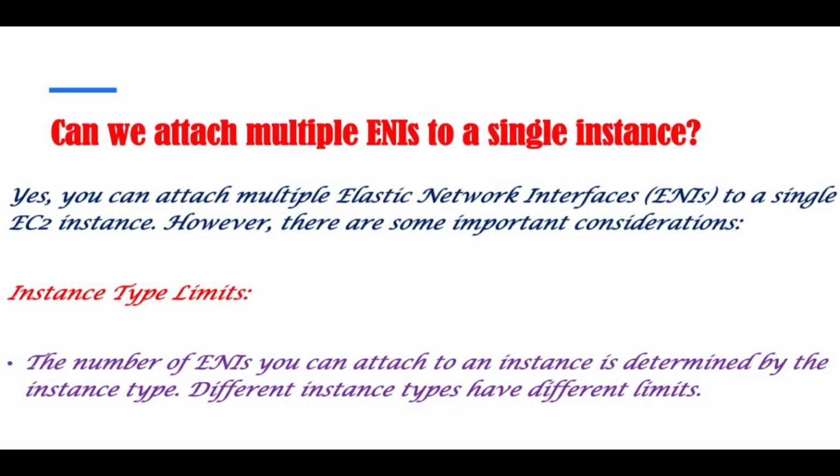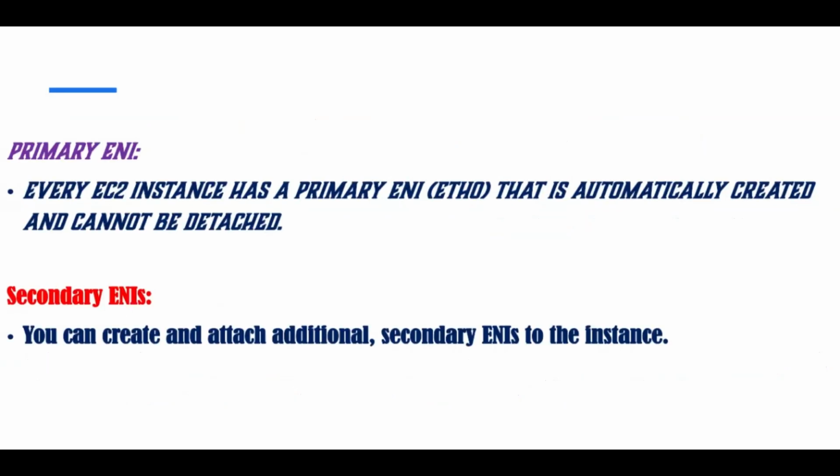Can we attach multiple ENIs to a single instance? Yes, you can attach multiple Elastic Network Interfaces, ENIs, to a single EC2 instance. However, there are some important considerations. Instance type limits. The number of ENIs you can attach to an instance is determined by the instance type. Different instance types have different limits. Primary ENI. Every EC2 instance has a primary ENI, eth0, that is automatically created and cannot be detached. Secondary ENIs. You can create and attach additional secondary ENIs to the instance.